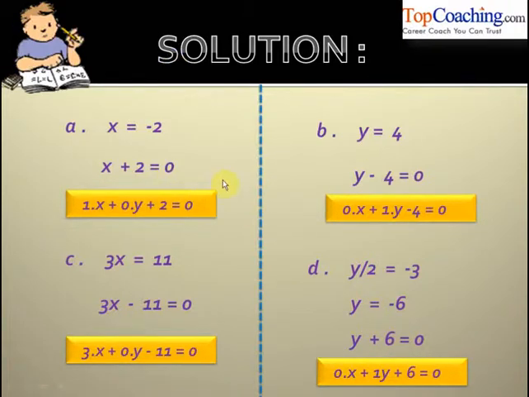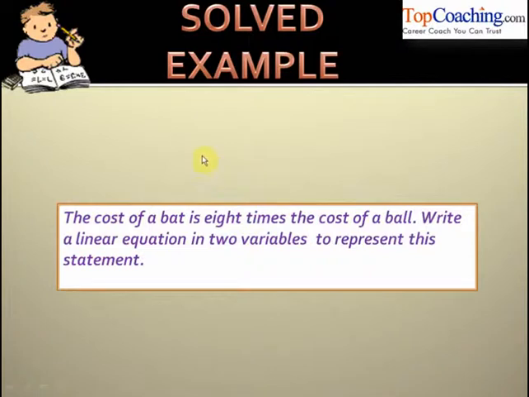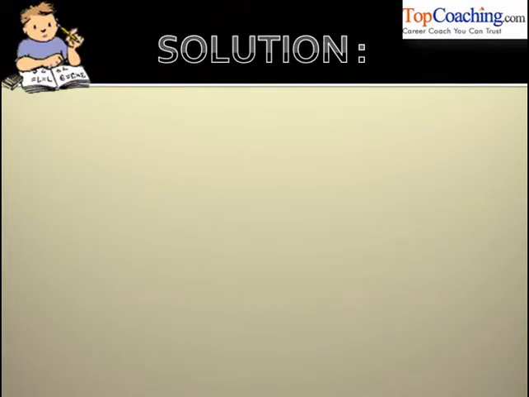So we have solved this problem. Let's see one more example. The cost of a bat is 8 times the cost of a ball. Write a linear equation in two variables to represent the statement. So in this problem we have been given a condition that the cost of a bat is 8 times the cost of a ball, and we have to represent this situation in the form of a linear equation in two variables. Now how to do that?